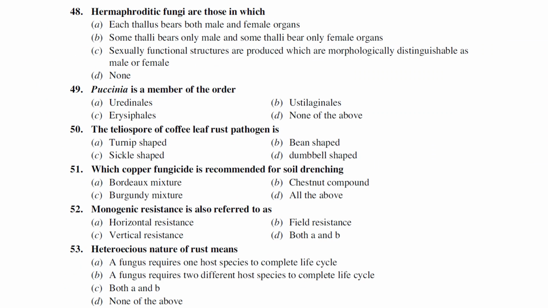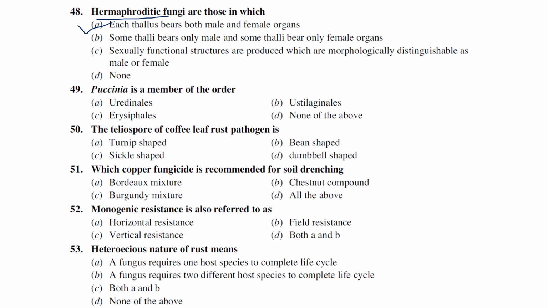Next one, hermaphroditic fungi are those in which each thallus bears both male and female organs. Some thallus bears only males and some thallus bears only females. Sexually functional structures are produced, morphologically distinguishable as male or female. So here hermaphrodite means which contains both male and female organs. The same thallus contains both male and female organs. We can also call it self-fertile. Such kind of fungi is known as hermaphroditic fungi.